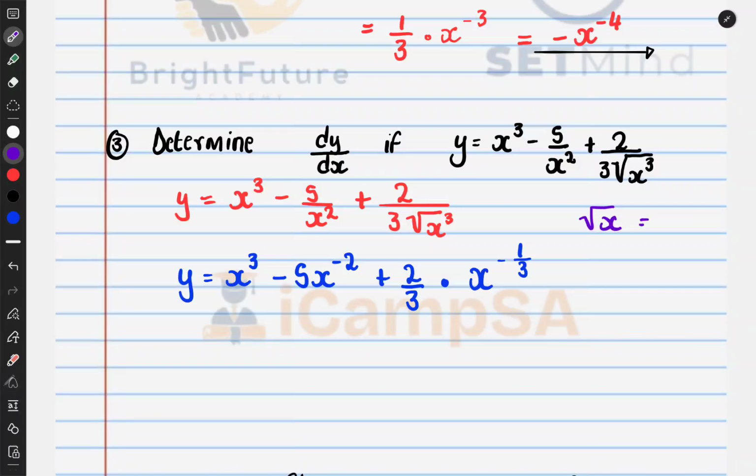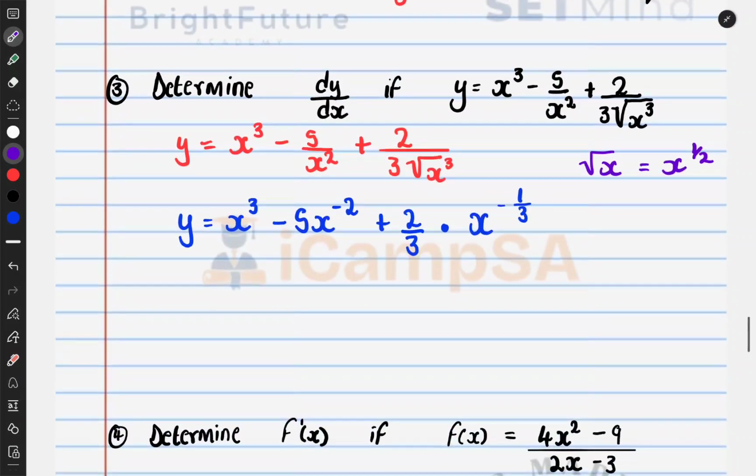the square root is the same as x to the power of 1 over 2, and then when we want to move it from the denominator to the numerator, we must change the sign of the exponent to negative. Okay, now that we have rearranged this function, we can go ahead and differentiate this function with respect to x.